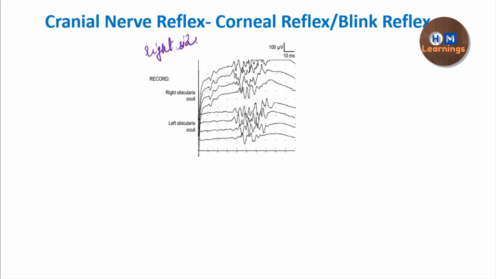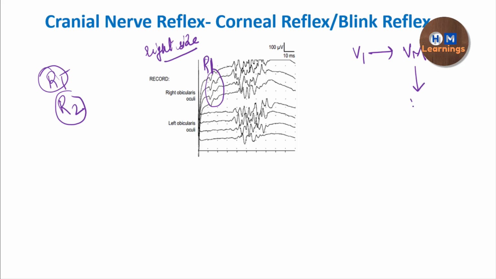Okay, so on the right side, the blink response has two components, R1 and R2. The R1 response comes on the ipsilateral side, and this is because of the pathway we have discussed, where the V1 projections go to the next nucleus, the main sensory nucleus of the trigeminal nerve. Then this goes to the facial nerve nucleus, then to the facial nerve, which goes to the orbicularis oculi. So this is happening on the right side.